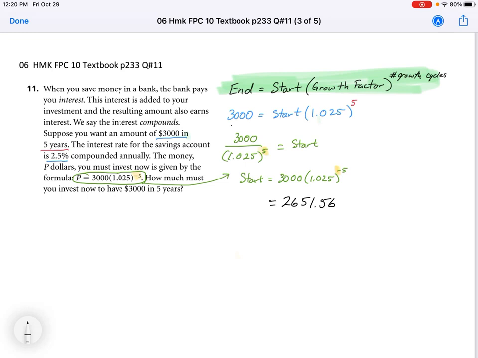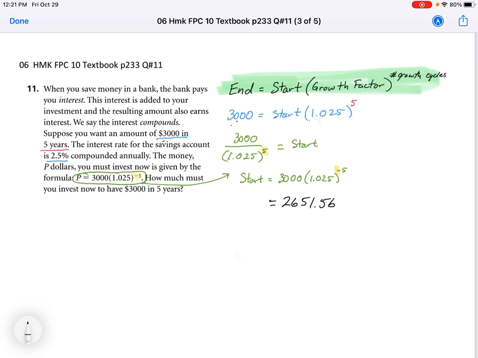So in this problem here, it says that we end up with $3,000. So notice in the blue that we have $3,000 as the end amount. We're trying to find out the starting amount. The growth factor is based on the interest of 2.5%. So we put our growth factor as 100% plus the 2.5% we earn, which is 0.025. And then the growth cycles represents the number of years that we apply this. We applied this percentage every year for 5 years, and we're going to end up with $3,000.